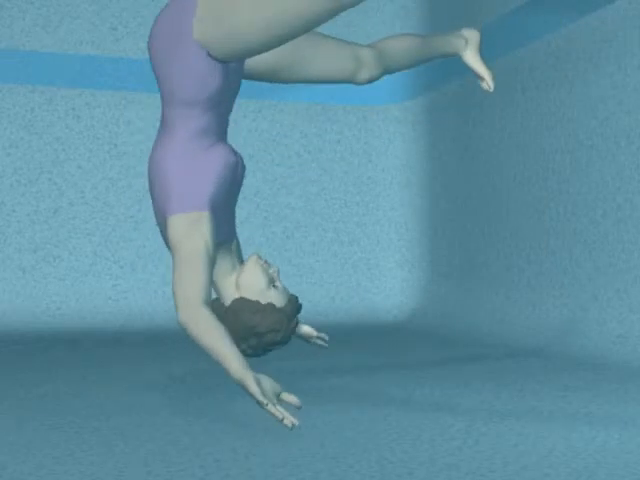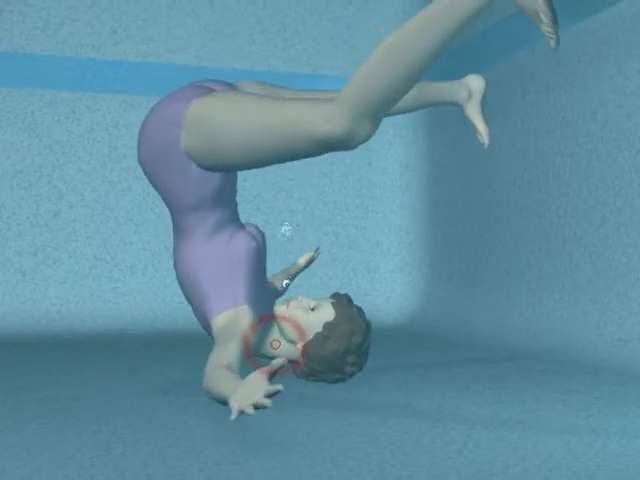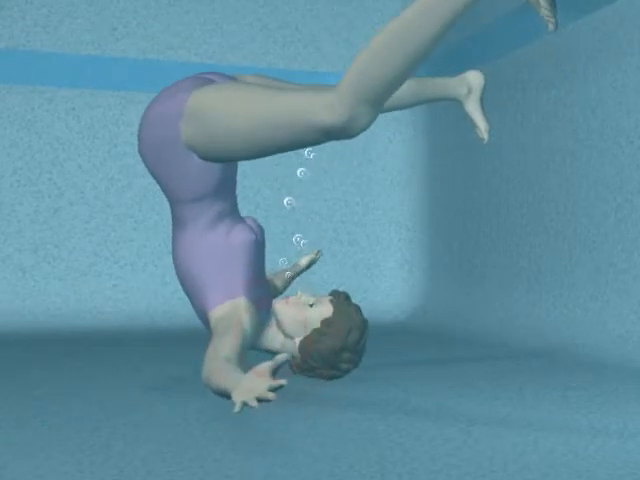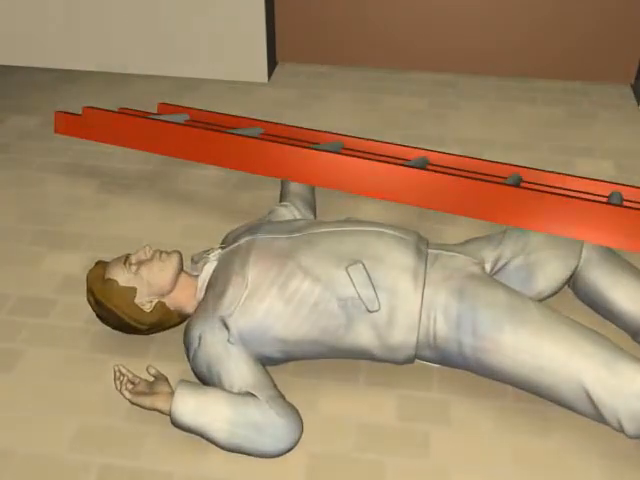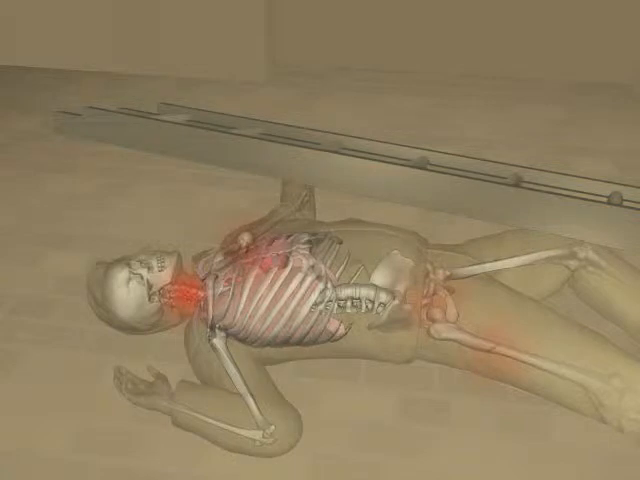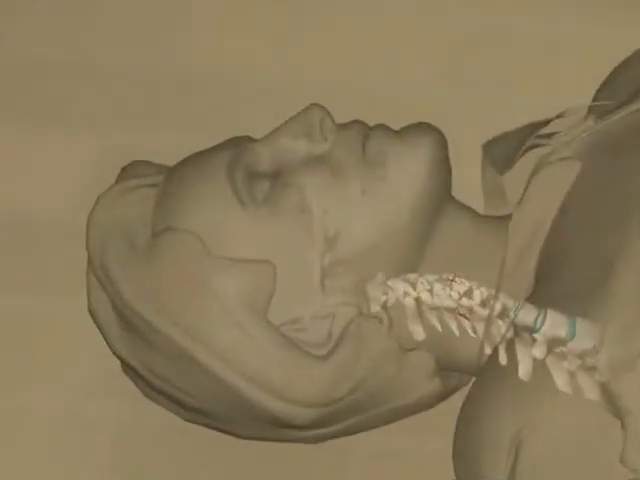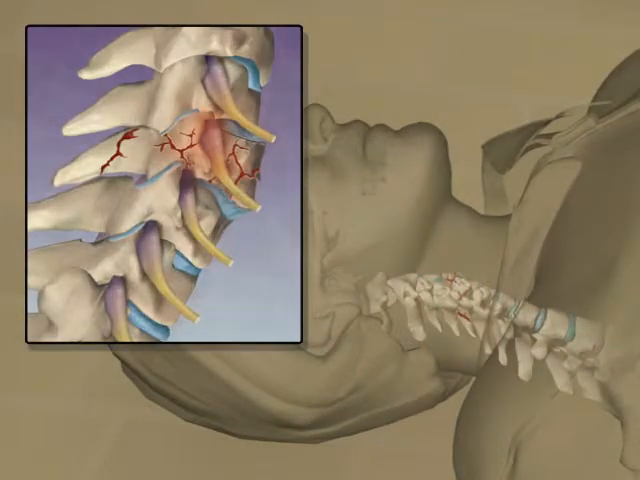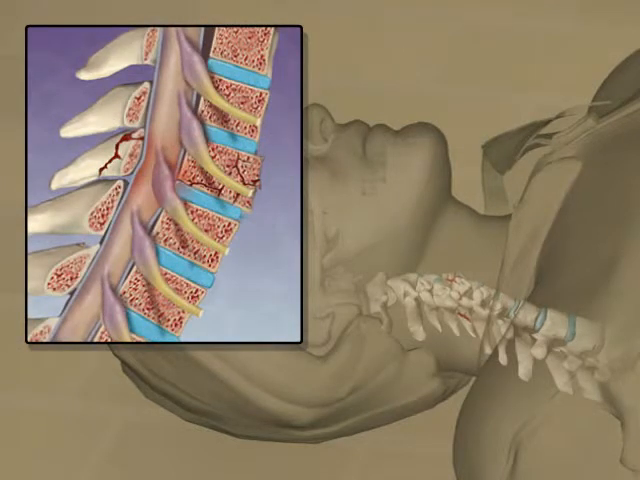Most people assume that forces to the head, neck, and back cause cervical spine injuries, yet injuries to the chest, pelvis, and legs may also lead to injuries of the spine. Injuries to the spine include fractured or displaced spinal bones or swelling that presses on the nerves.